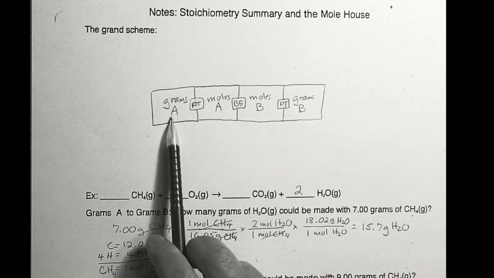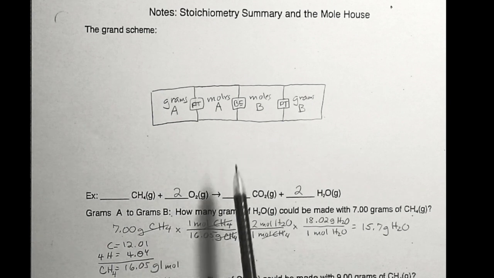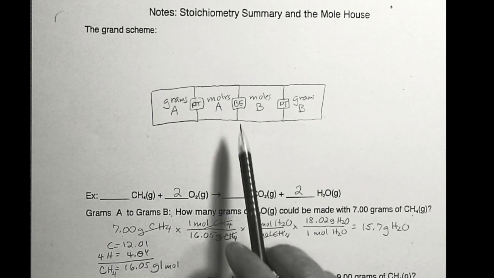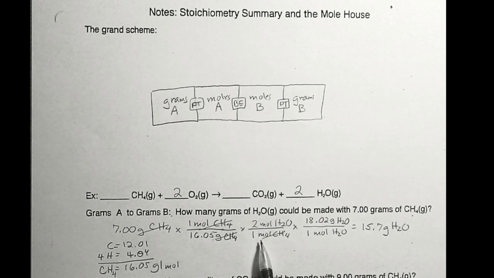So we start in one room, go from grams to moles, and then from moles to moles using the balanced equation, and then from moles to grams. Well, there's a little more we can do with this.